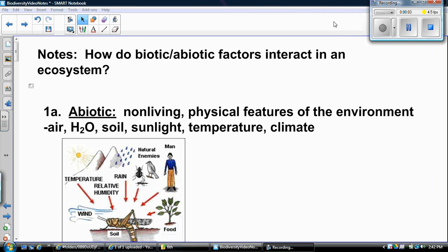Okay, so now that we've started looking at populations and how different things can affect population sizes, we're now going to look at how living and non-living things interact in an ecosystem. So your essential question for today is, how do biotic and abiotic factors interact in an ecosystem?